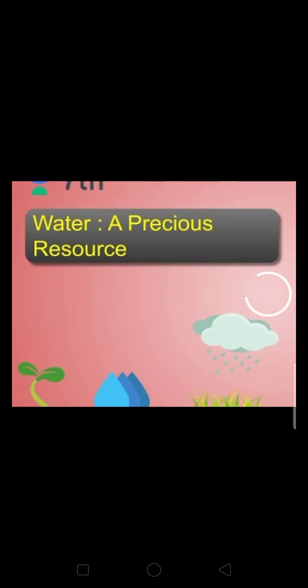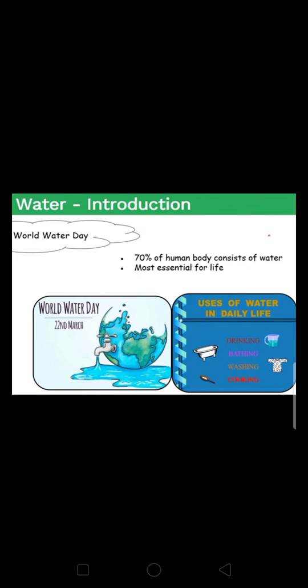Students, we will start chapter number 16, water. As we have already studied the importance of water in our previous class, water is a precious resource. About 70% of the human body consists of water. And water is essential for our daily life in our drinking, bathing, washing, cooking, etc. And you know that World Water Day is celebrated on 22nd of March.